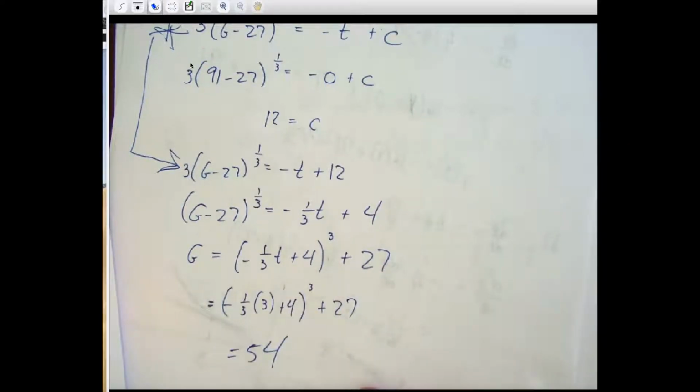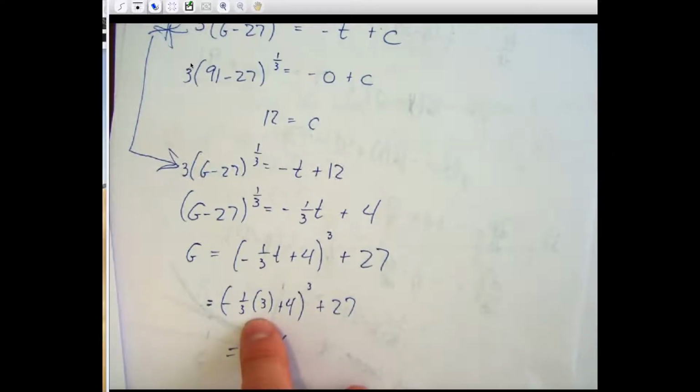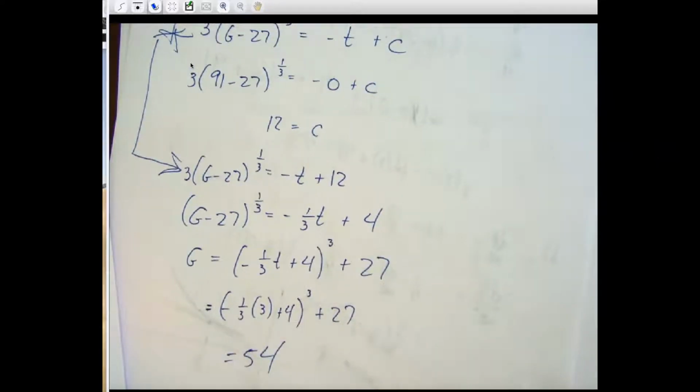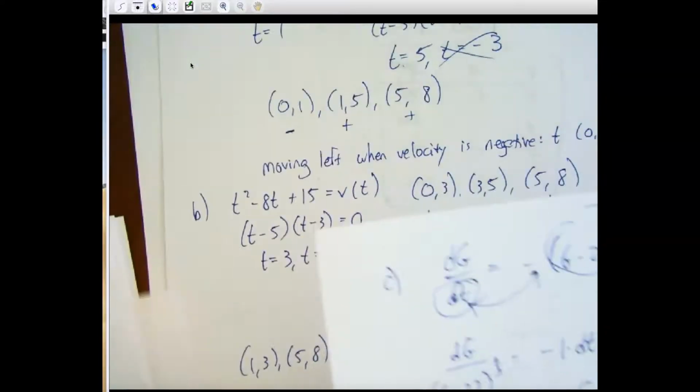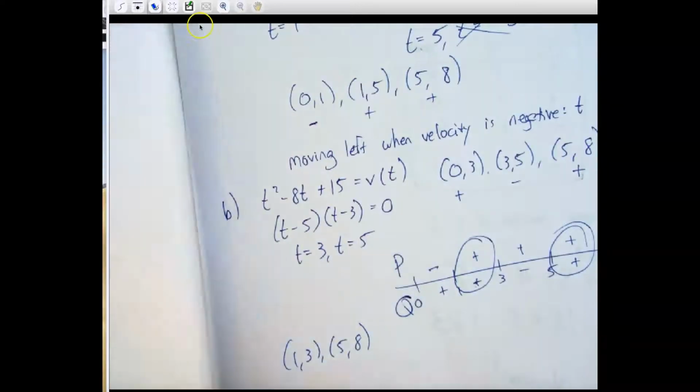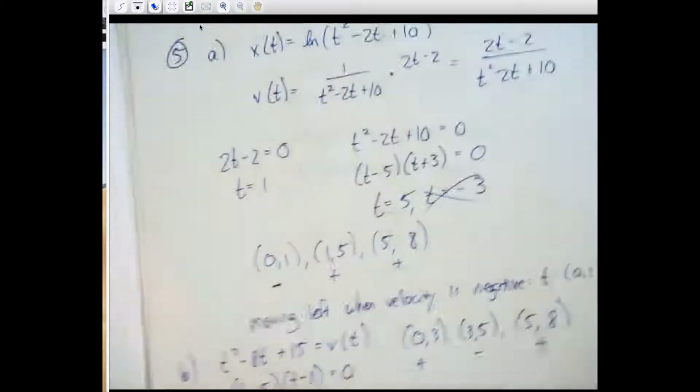And then what they're saying at the very end, find an estimate for t equals 3 here. So I plugged in 3 to this, worked that out, and got 54. All right. Again, that's tough without spending any time on it. Hopefully that helps some. Number 5.